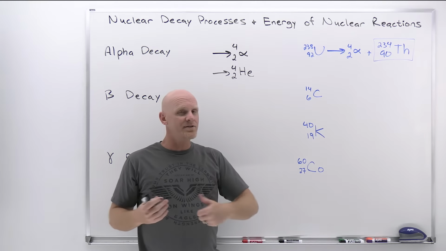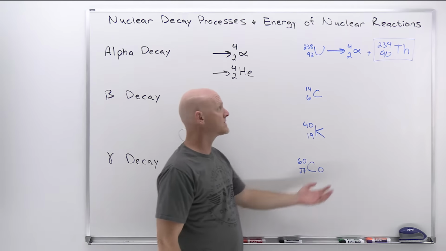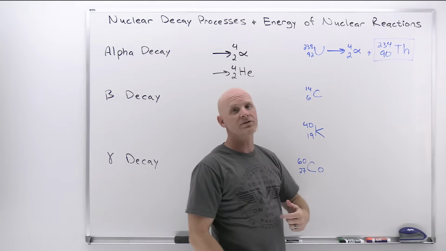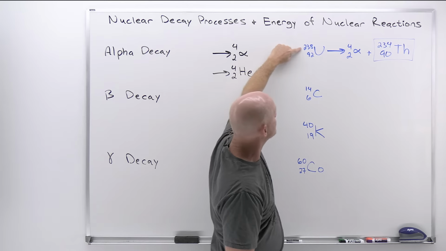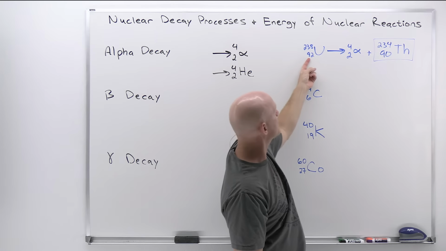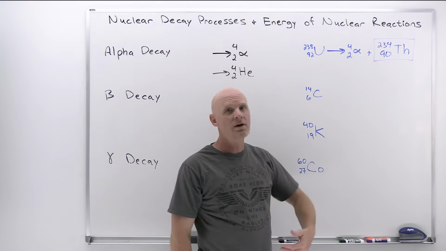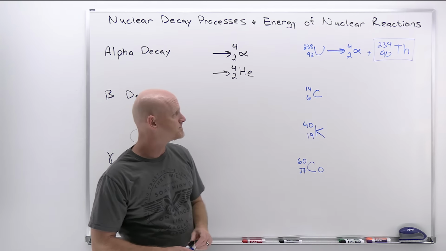That's exactly the kind of question you might have to answer. If you can write it out like this and just balance it out, life is good. But sometimes it's presented as just saying that the mass number is going to go down by 4 and the atomic number is going to go down by 2 when you undergo alpha decay.